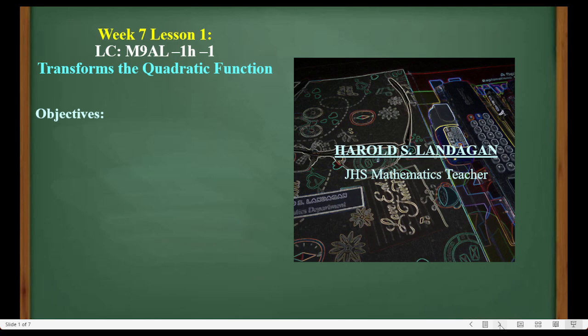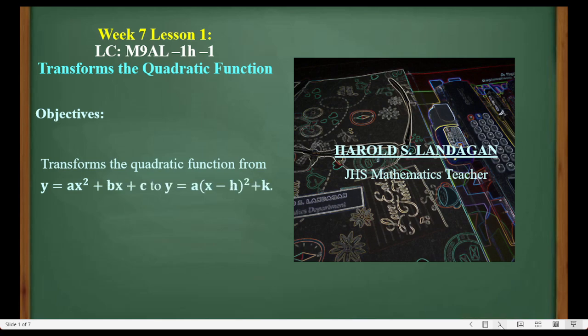The learners or students are expected to transform the quadratic function from y equals ax squared plus bx plus c form to y equals a quantity x minus h squared plus k. Now, the first equation is known as the standard form, and the second equation is known as the vertex form. Second objective, students are expected to identify the maximum and or the minimum value of the function.